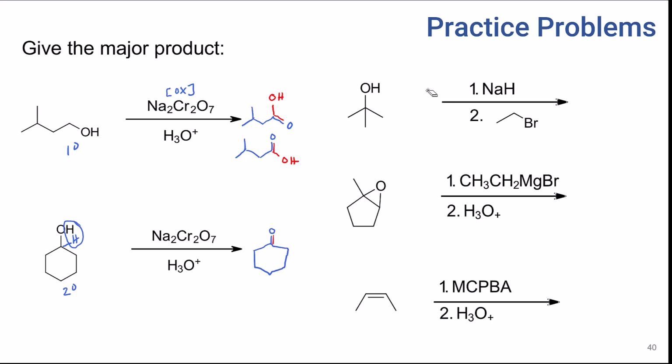I have sodium hydride, which will take off this hydrogen. That will form the alkoxide, which can react with this alkyl halide. So I form the ether here, and I add 1, 2 carbons. So 1, 2.